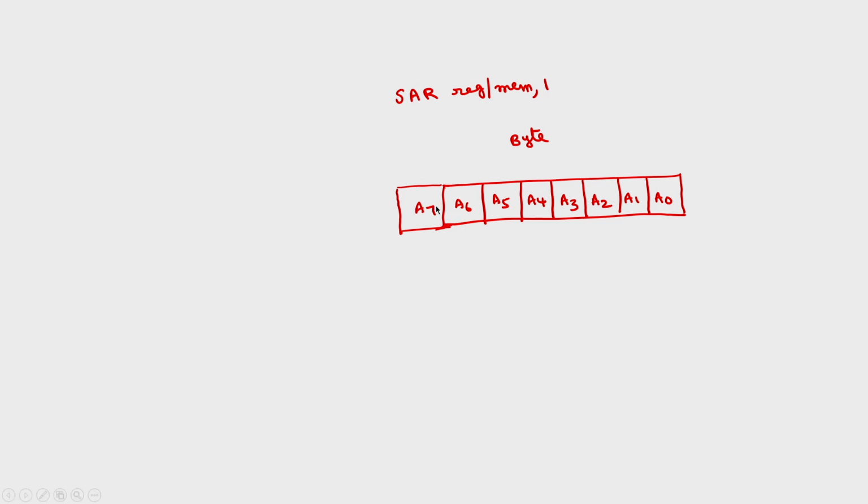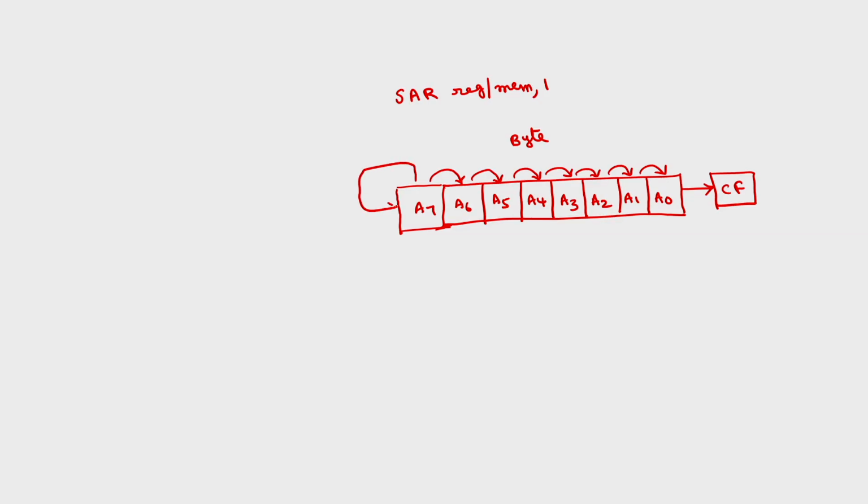So the contents will be shifted to the right position. A7 will go here, A6 will go to A5 and so on. This will go to the carry flag. In case of left operation, so many zeros will be inserted at A0, whereas here the contents of A7 itself will be loaded into A7 also. MSB bit is simply copied.